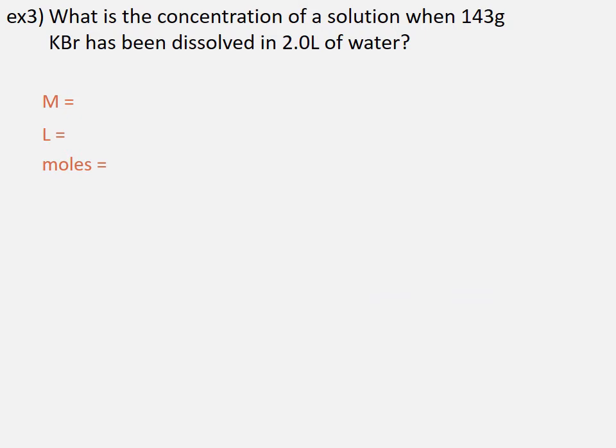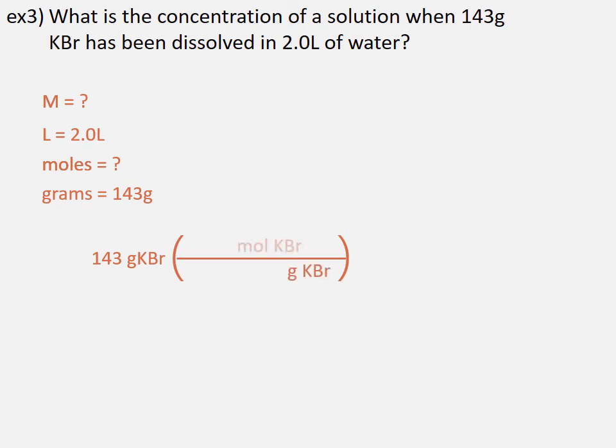Example 3. What is the concentration of a solution when 143 grams of potassium bromide have been dissolved in 2.0 liters of water? M is concentration, and it says what is the concentration? So that is what I'm looking for. Liters, I'm told I have 2.0 liters of water, and moles I have not been given, but I have been told grams are equal to 143. And when I've been given grams, my first step in concentration questions will always be to switch those grams into moles. So 143 grams KBr, big brackets, grams on the bottom, moles on top.